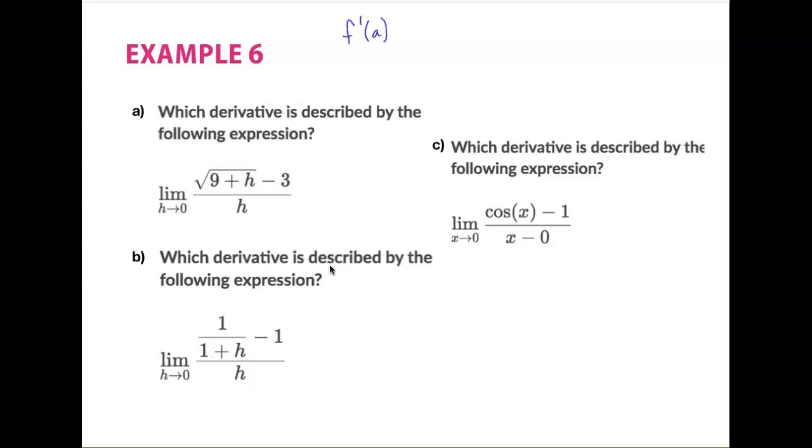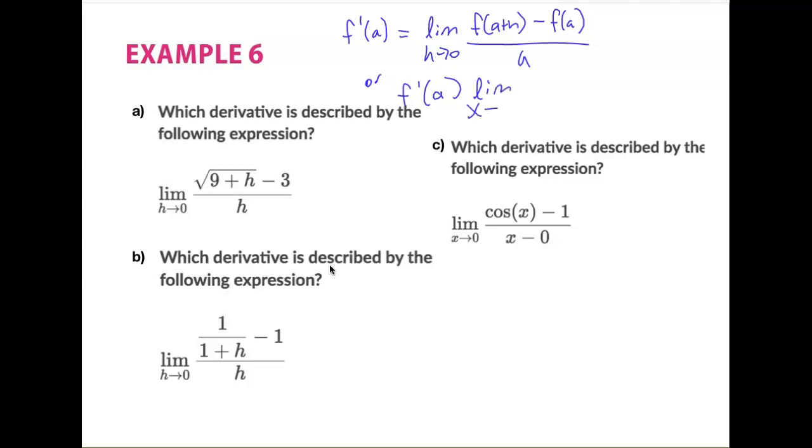Remember that f prime at a is the limit as h approaches 0 of f of a plus h minus f of a over h. Or, and we haven't revisited this one in a while, the other way to define it is the limit as x approaches a of f of x minus f of a over x minus a. Those give you the same thing. So a type of problem you can see is they give you the limit and they ask you to work backwards and figure out what the derivative that they're talking about is.